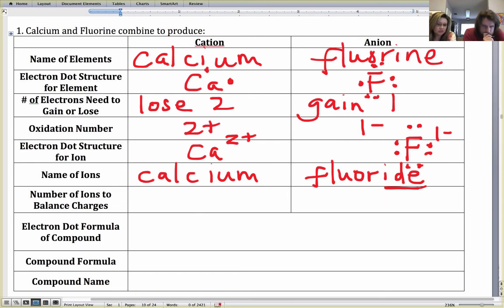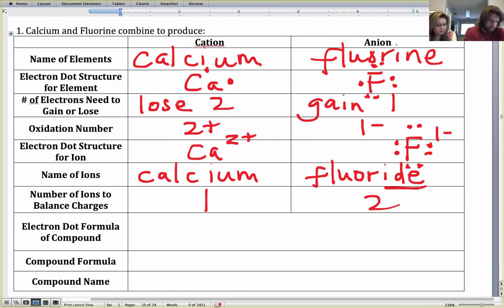Okay, now here's the tricky part. In order for an ionic bond to form, your charges have to balance out to 0. So I have a total of 2 positive charges, and each fluorine contributes 1 negative charge. I need more negatives if it's going to cancel. Exactly. So if I have a total of 2 positives, how much negative do I need? I need 2 negatives, and each fluorine is 1, so I need 2 fluorines. Exactly. So I need 1 calcium and 2 fluorines.